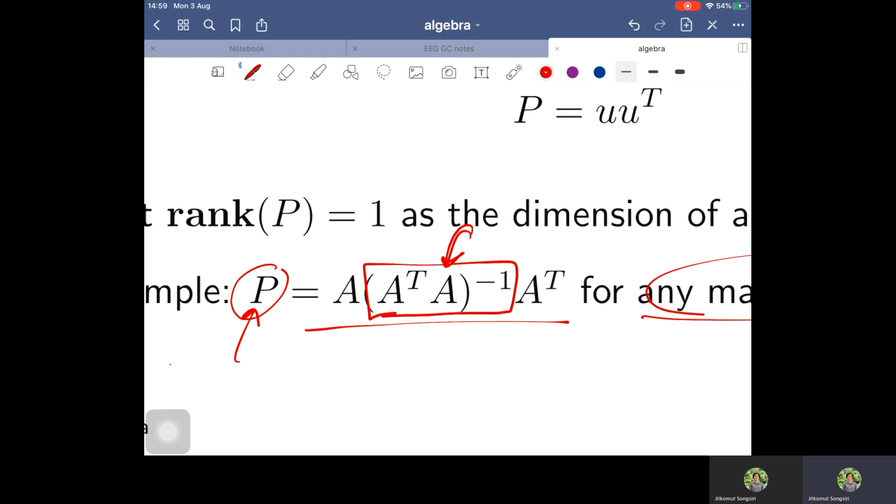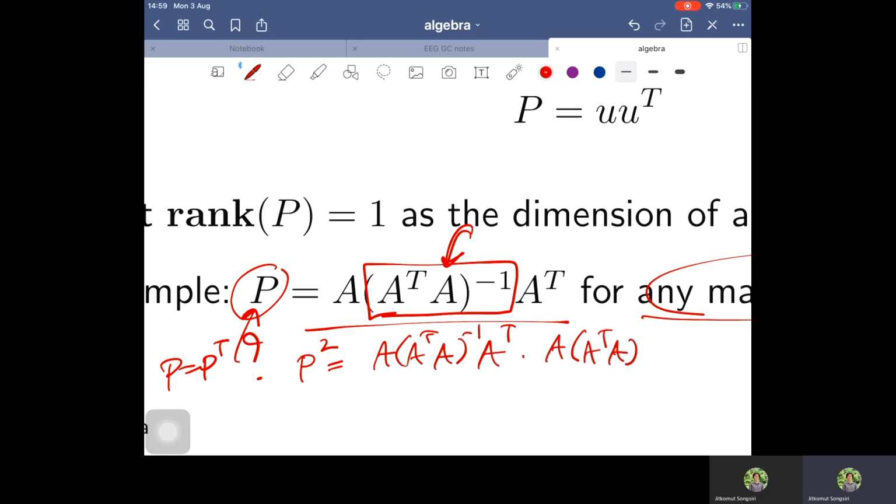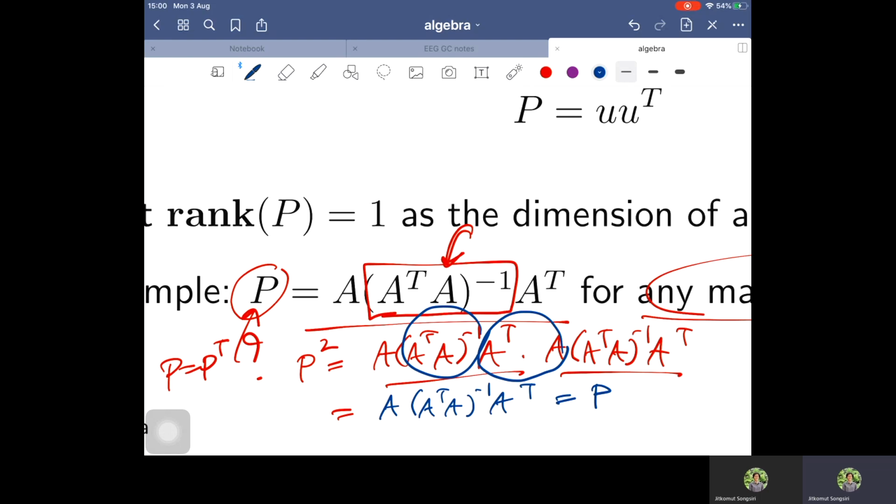First, P equals P transpose. Not obvious. No, sorry, not difficult at all. Okay, P squared. Let's take a look. I multiply with P again. This is P, this is P. Of course, A transpose A multiplies with this guy, so they cancel out, and P squared equals P.